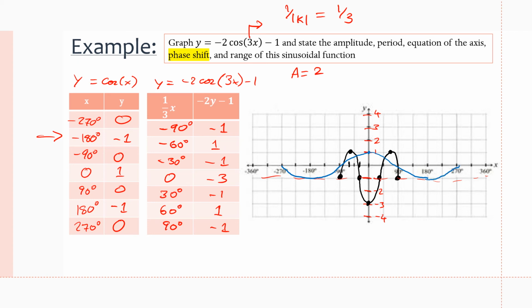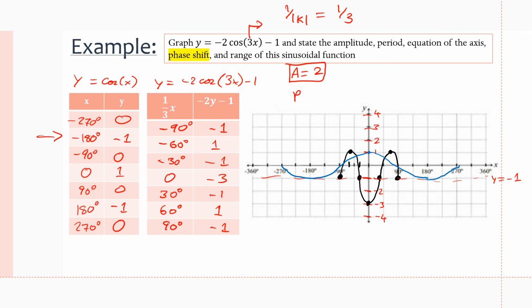Okay, so our amplitude is 2 because our center line is here at y equals negative 1. And we're going up 2 to get to our peaks, down 2 to get to our troughs. So our amplitude is 2.